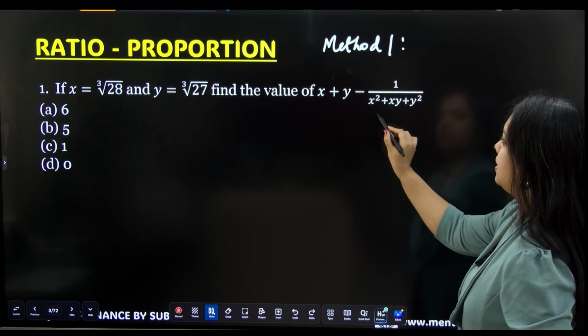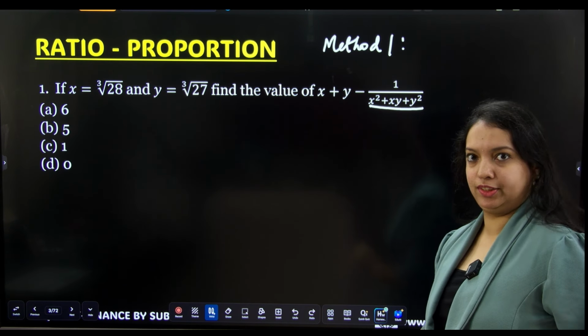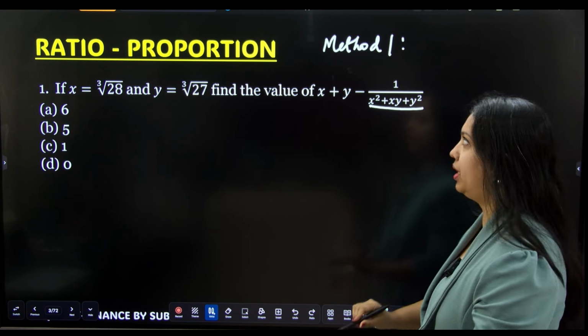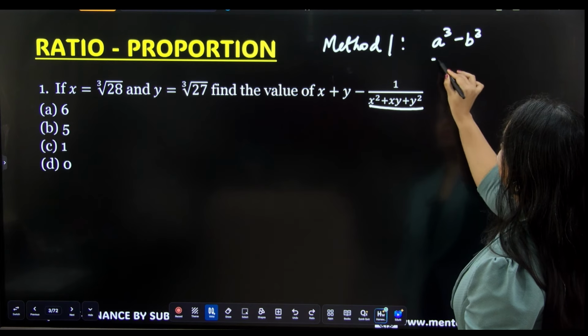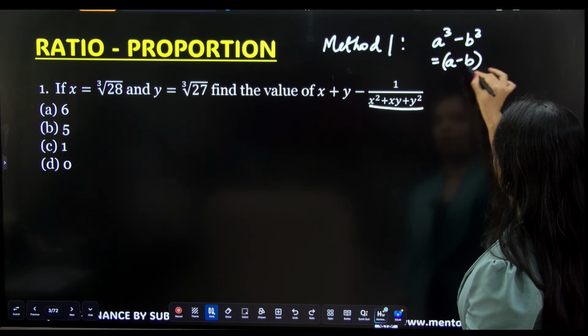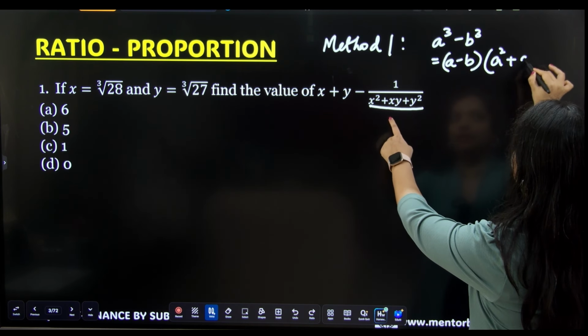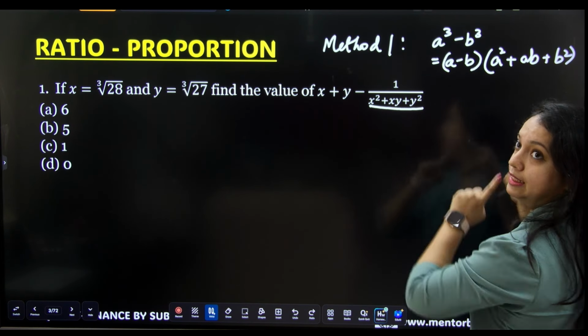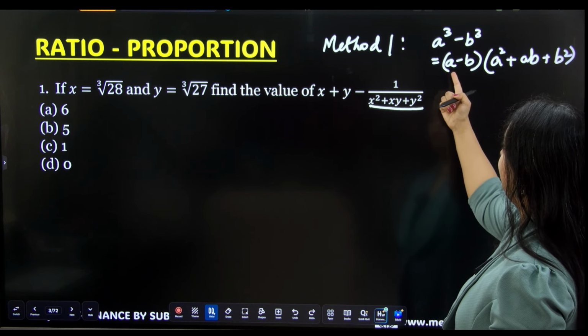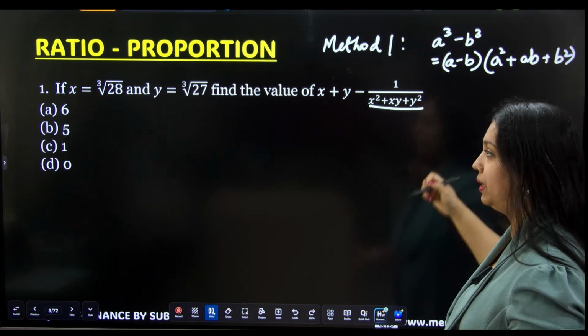Denominator, x square plus xy plus y square. This comes from the algebraic identity a cube minus b cube, which is given as a minus b of a square plus ab plus b square. This denominator resembles this part. We need one more term, which is a minus b, or x minus y.